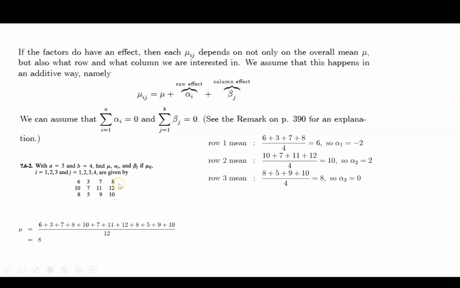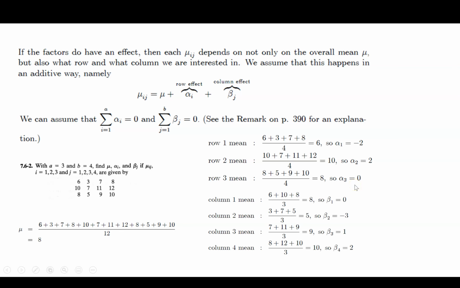So if we go across row 1 and take the mean, I get 6. Right? So the effect of being in row 1 is that it's 2 less on average than the overall mean. So the row effect of row 1 is -2. Doing a similar thing for row 2, taking the average in row 2, we get 10. So on average, being in row 2 means you're 2 above the overall mean, so that row effect is 2. And then if you take the mean of row 3, you get 8. Being in that row has essentially the same effect as being overall, so the row effect is 0.